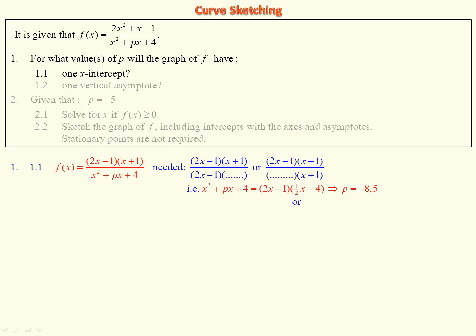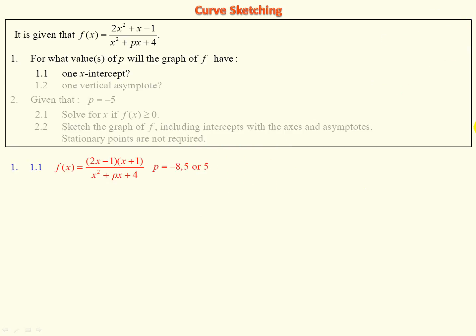Or, if we go the other way, the second fraction, we'll end up with x plus 4, x plus 1 below, so that x plus 1 can cancel with the upper x plus 1. Multiplying that out, it'll give us a middle term of 5x, meaning p is equal to 5. One vertical asymptote.